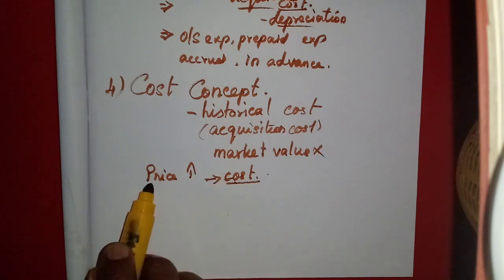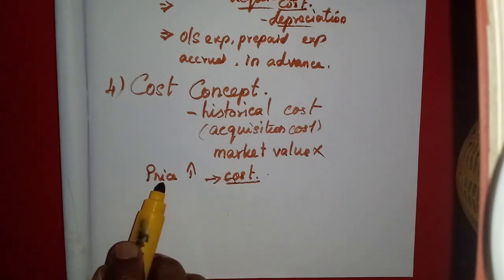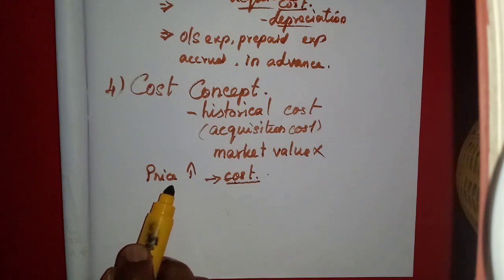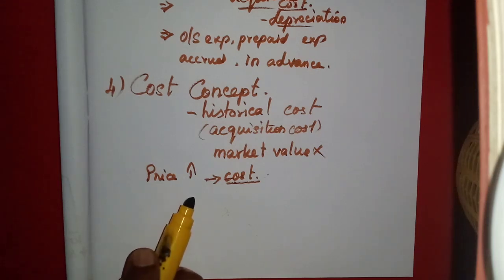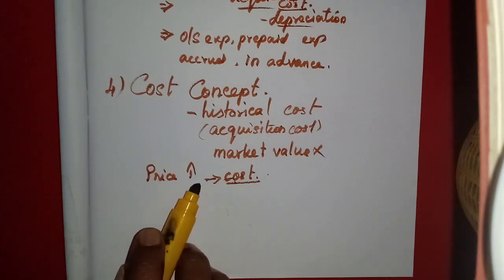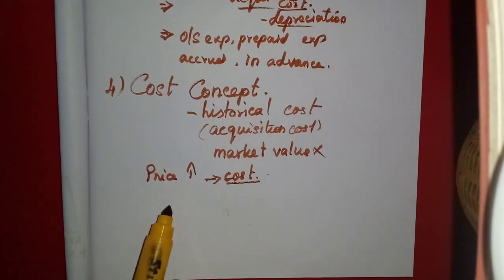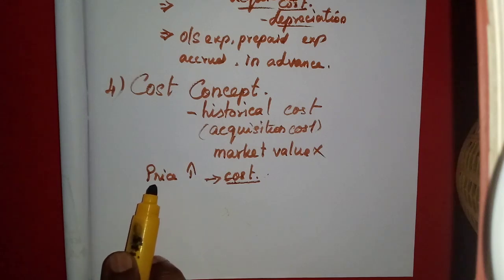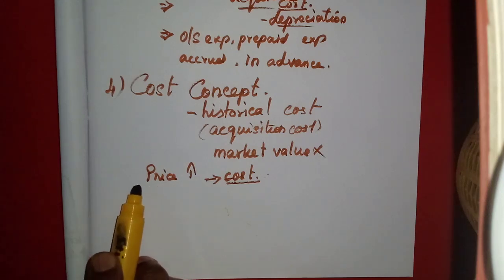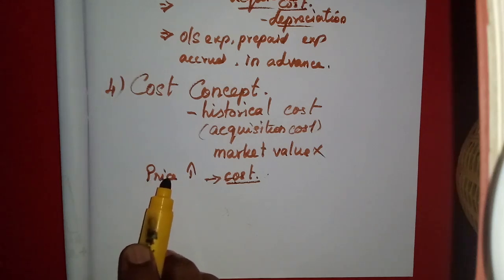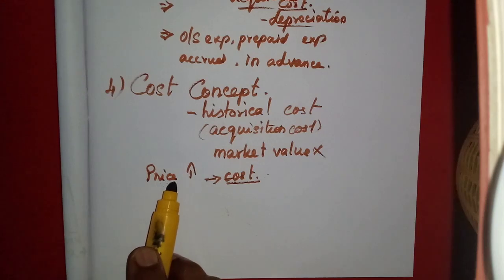And if a business purchases some assets on one date and after 5 years purchases some other asset, we cannot compare the value of this asset with the previous asset, because everything is considered at cost price. The assets purchased 5 years earlier will show a very low price, but the assets we purchase after 5 years will show a higher price.